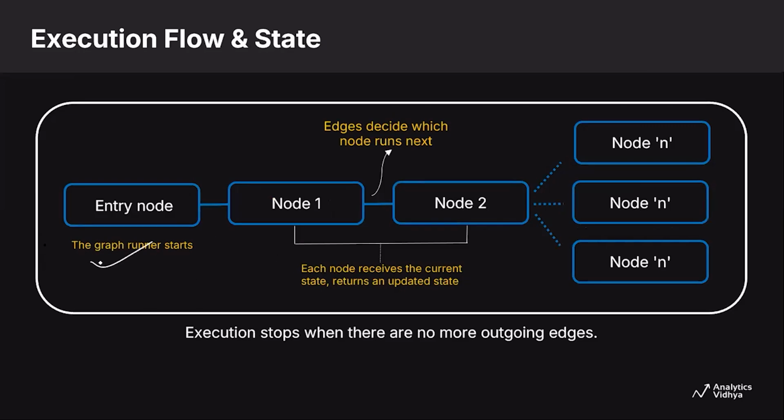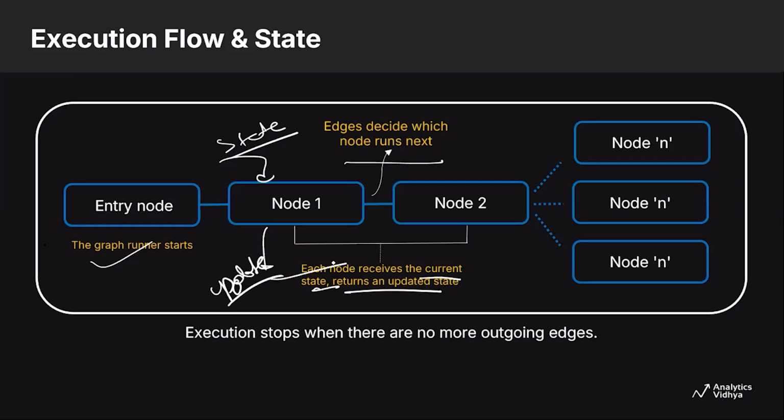You have an entry node which starts the execution. Then all the intermediate nodes are connected via the edges. Edges decide which node is supposed to run next, so based on the edges, you decide which node is to be invoked. Each node will receive the current state and return the updated state. Typically every single node receives the current state of your shared state variable, and then updates it to return the updated state back. This happens in every single node. And the execution stops when there are no more nodes to be executed. When you reach the end, the execution will stop.